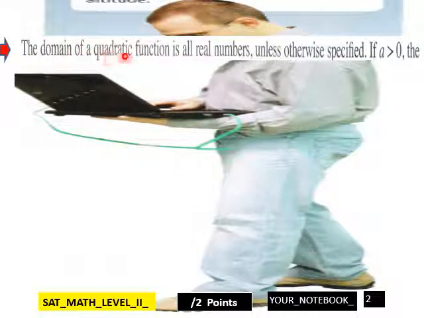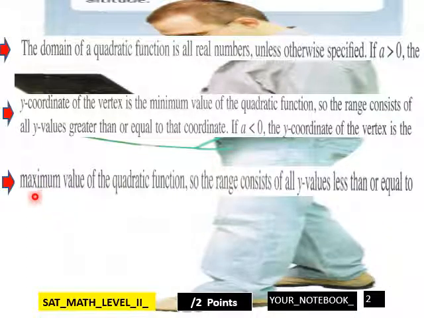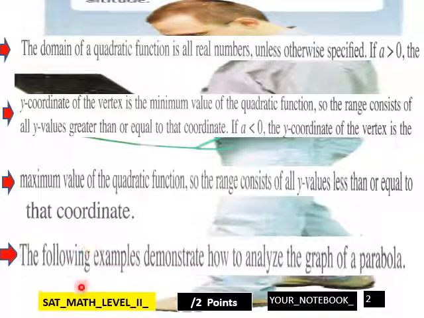The domain of a quadratic function is all real numbers unless otherwise specified. If a is greater than 0, the y-coordinate of the vertex is the minimum value of the quadratic function. So we have a min when a is greater than 0, and the range consists of all y values greater than or equal to that coordinate. If a is less than 0, the y-coordinate of the vertex is the maximum value of the quadratic function, so the range consists of all y values less than or equal to that coordinate. The following examples demonstrate how to analyze the graph of a parabola.